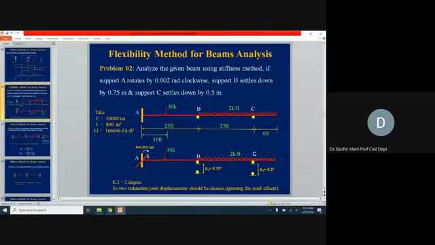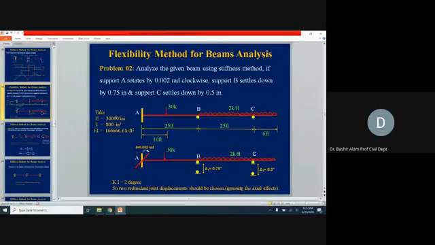A precondition is given. Support B settles down by 0.75 inch. So 0.75 inch it settles down at B. And support C settles down by 0.5 inch. So support C settles down by 0.5 inch. Actual settlements and rotations are involved, so we will use the actual values of E and I.